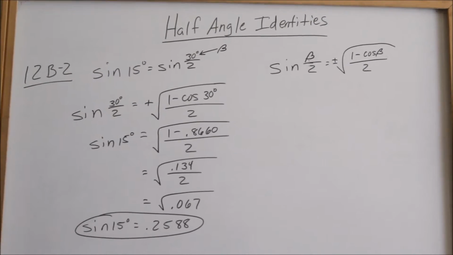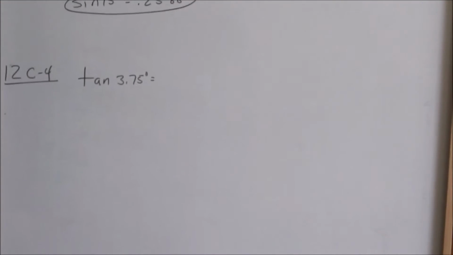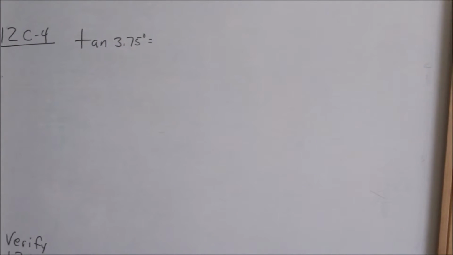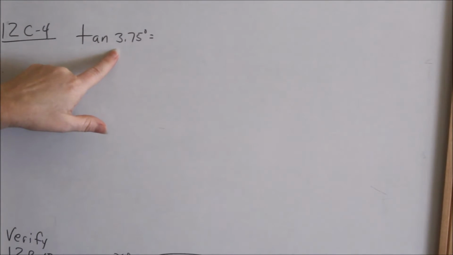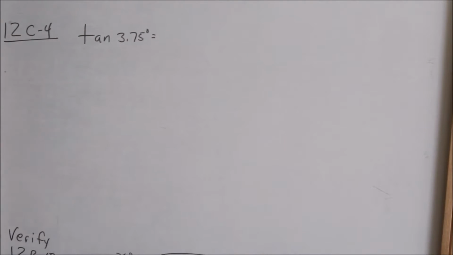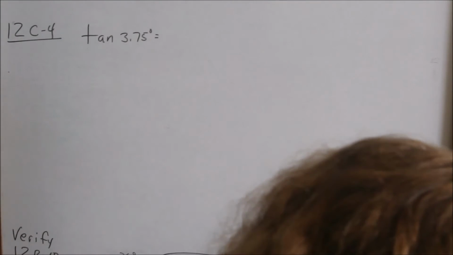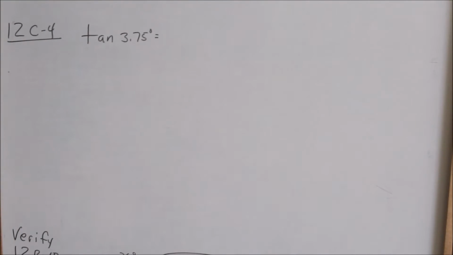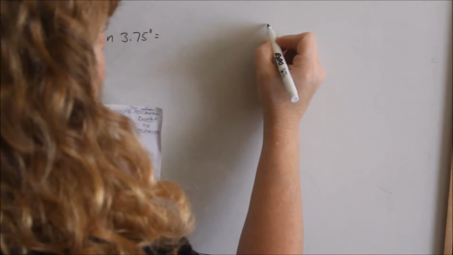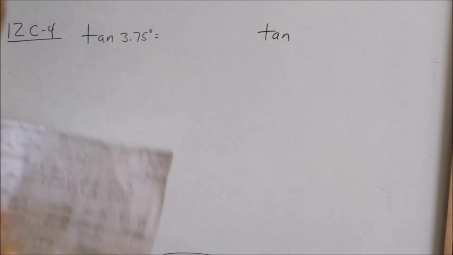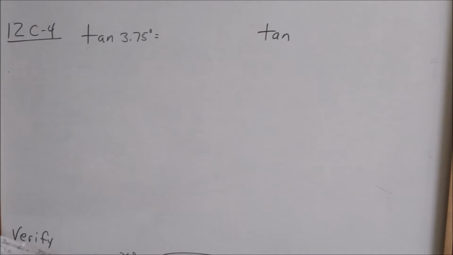Okay, now we're going to go to 12C4. We're still doing a half-angle identity. The instructions say to evaluate using a half-angle identity and your calculator. In other words, we're putting everything into decimals, not using the fraction values. The first thing you have to know is the formula for the half-angle identity for tangent. There are 3 different formulas for the half-angle identity for tangent, and I'm just going to use one of them.